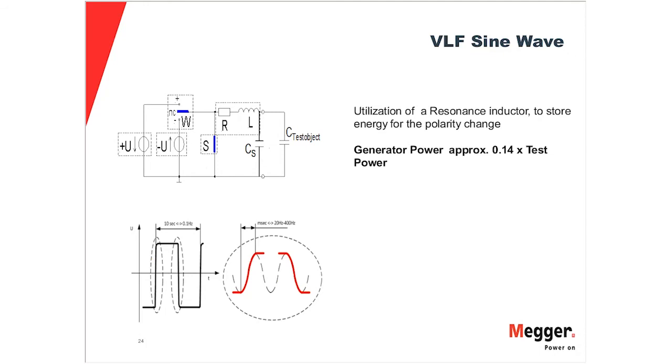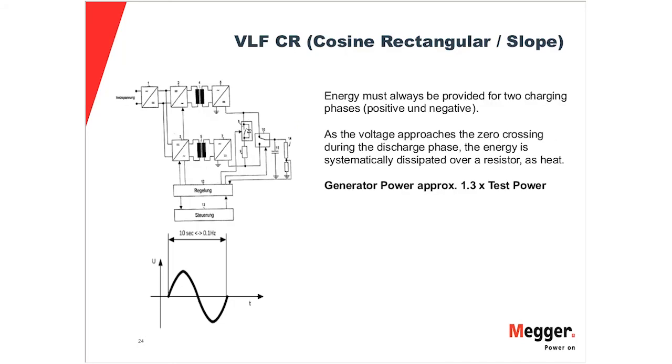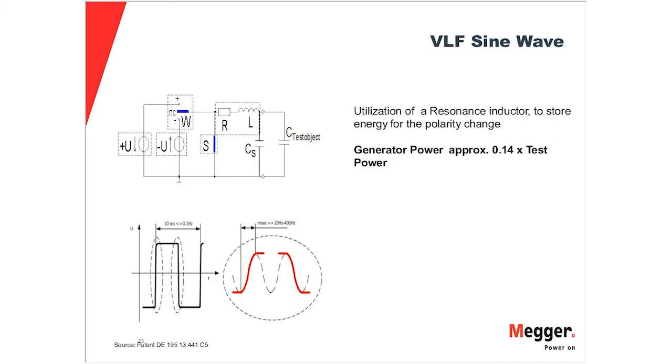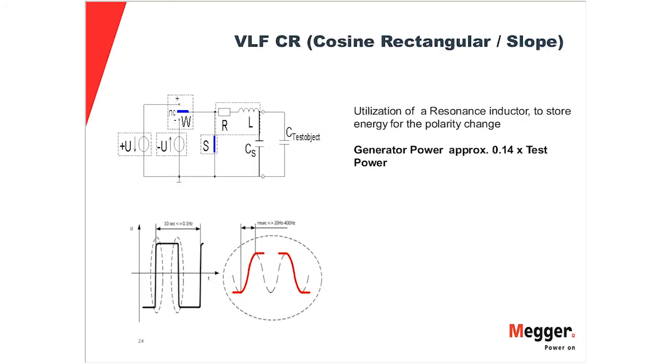In contrary to that, we have the cosine rectangular, where we are using a resonance inductor to store the energy during the polarity change. That's the first big difference between VLF sinusoidal and VLF cosine rectangular. That's why we are able to test longer distance of cable with VLF cosine rectangular.